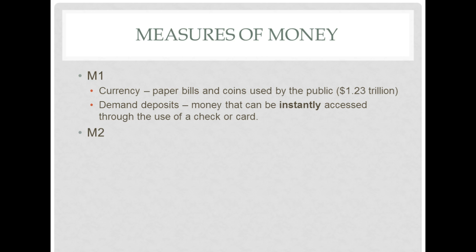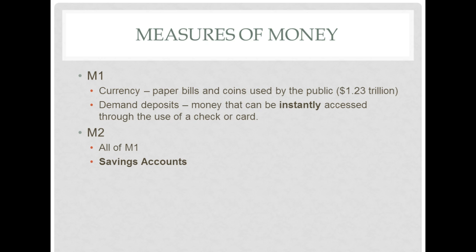M2, and this is just sort of an accounting thing, includes all of M1, first of all. But it also includes other assets, including most specifically money that's in savings accounts. Now, what's the difference between money that's in a savings account and money that is in, let's say, a checking account? The difference is small, but it's important.